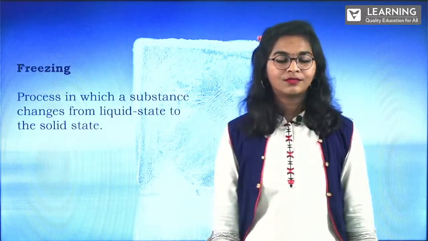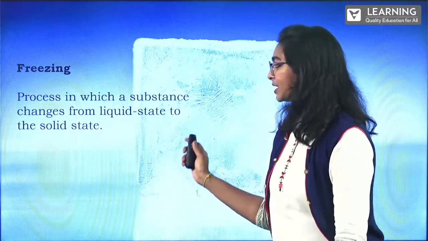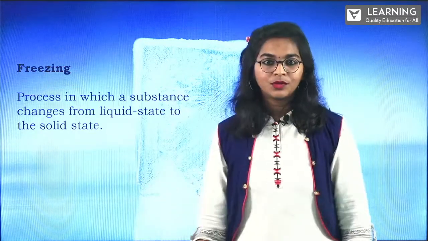So what exactly is happening there? You are reducing the temperature. See, just imagine your room temperature is around 25 degrees Celsius. Inside the refrigerator, the freezer box, it will be running in minus. So there you are just reducing the temperature, right? That particular reduction in the temperature, where liquid is getting changed to a solid, you call that freezing, right? Freezing is a process in which a substance changes from a liquid state to a solid state.